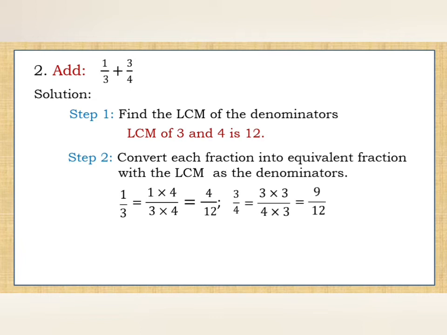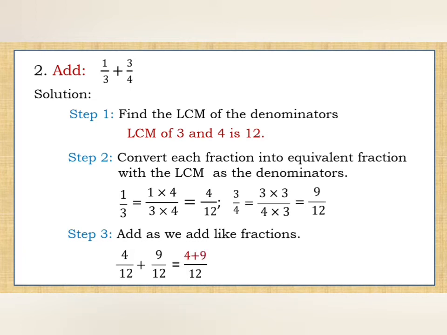And last step, we can add these two like fractions. That is 4 by 12 added with 9 by 12. This is equal to 4 plus 9 by 12. 4 plus 9 is 13. So the answer is 13 by 12. Therefore, 1 by 3 plus 3 by 4 is equal to 13 by 12.